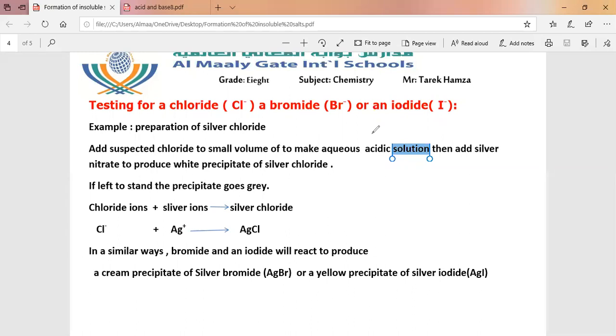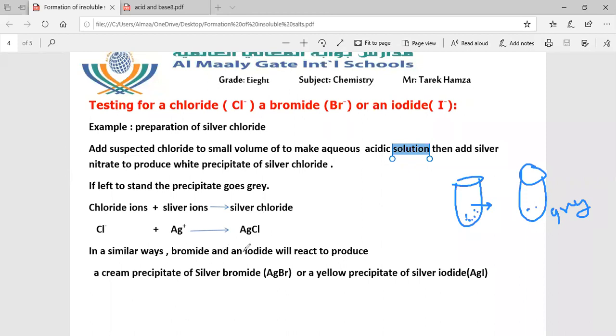If left to stand, the precipitate goes gray. So after the reaction, there is a white precipitate, then it turns gray after a time. The ionic chemical reaction: chloride ions and silver ions give silver chloride. The chloride ion is negative, silver is positive, giving silver chloride.